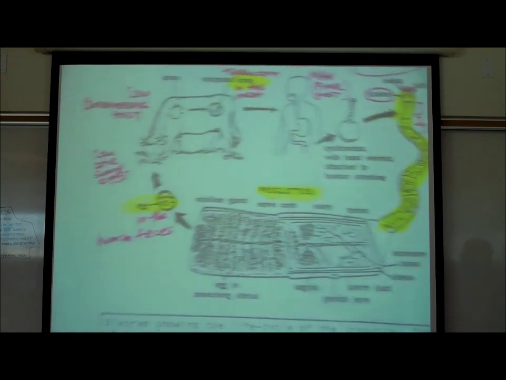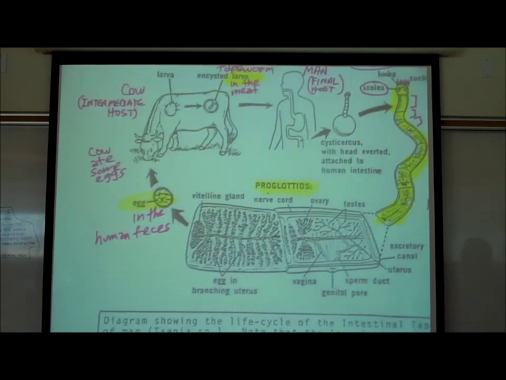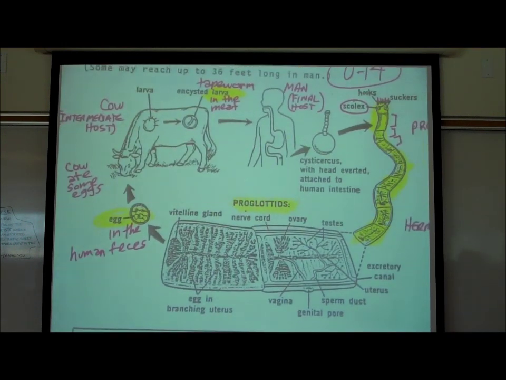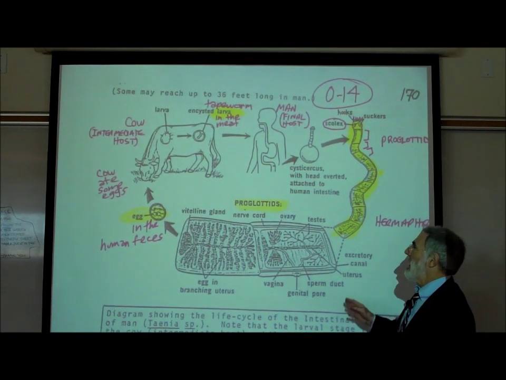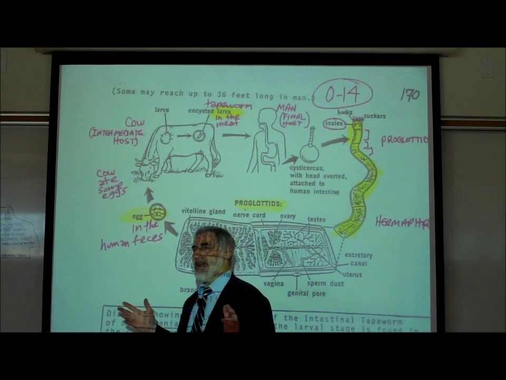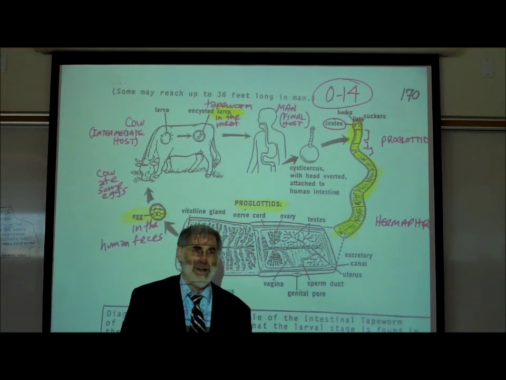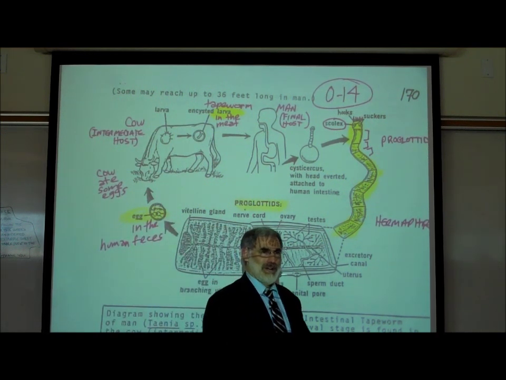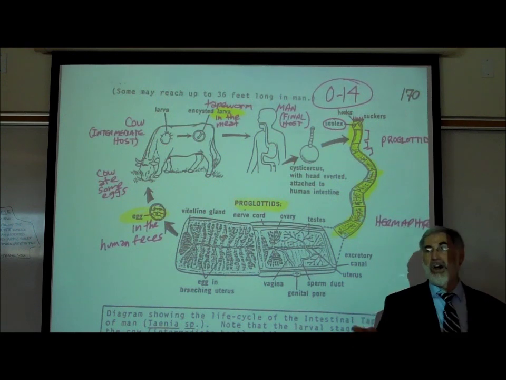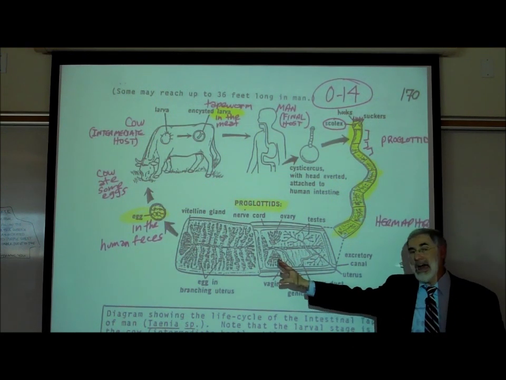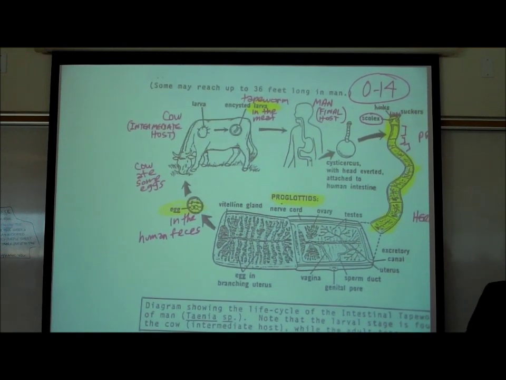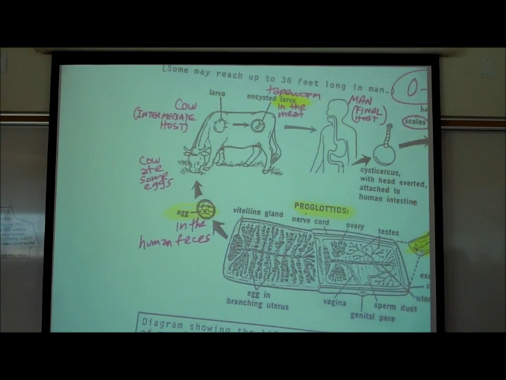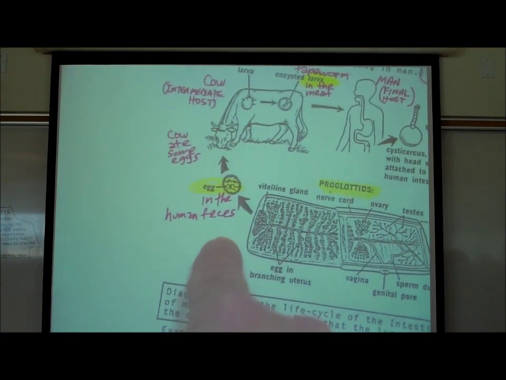Now, how do you get a tapeworm? So let's just say for a moment that I had a tapeworm. I don't, but let's say I did. Every time I were to defecate, do number two, in the feces are these proglottids and eggs. So that's what we wrote, that there are these eggs in the human feces. I wrote that right here.